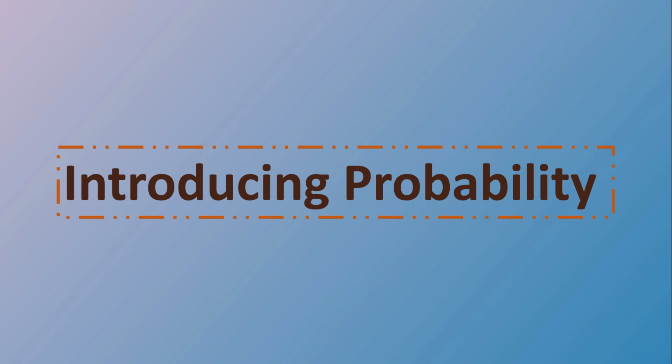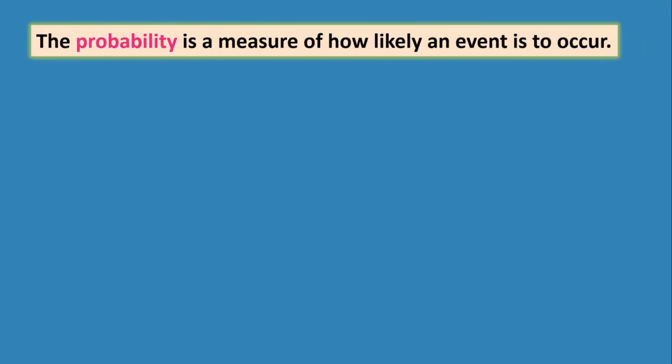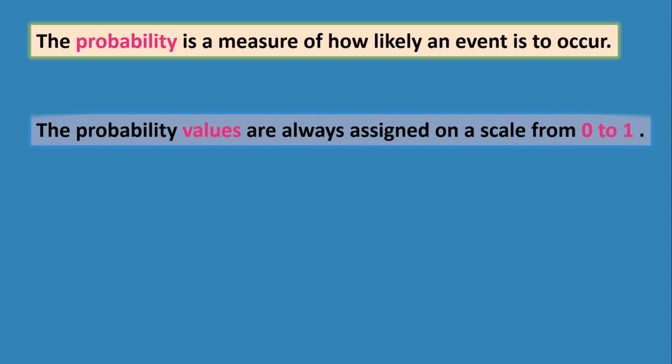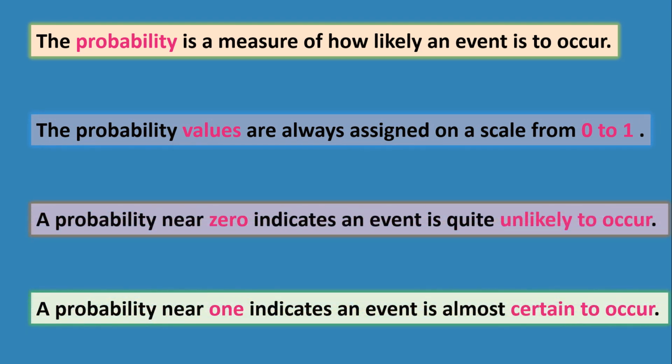The purpose of this video is to introduce the concept of probability. Probability is a measure of how likely an event is to occur. Probability is a number between 0 and 1, where 0 indicates that the event will not occur and 1 indicates that it will occur. The higher the probability of an event, the more likely it is that the event will occur.